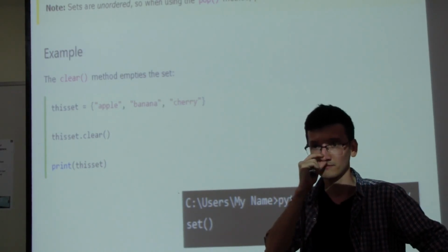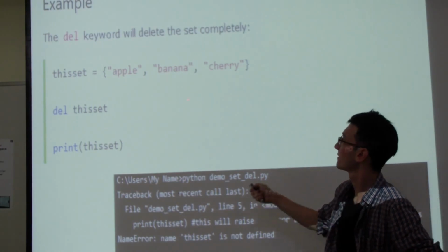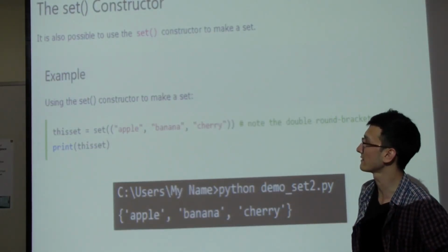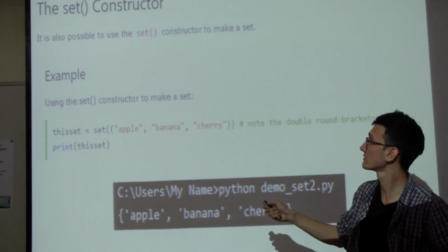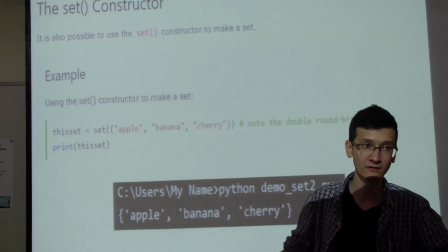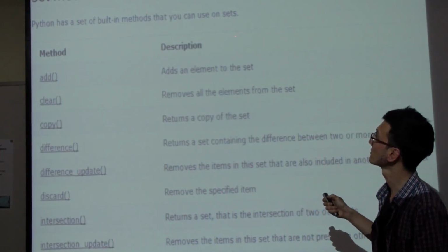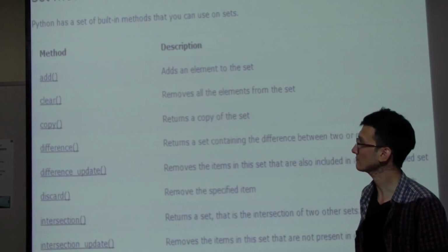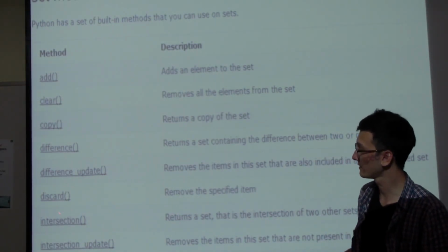The del keyword will delete the set completely. It's also possible to use the set constructor to make a set. It is the same with the tuple. We use what? The tuple constructor. Here we are using the set constructor. Methods: Python has a set of built-in methods that you can use on sets. Add, clear, copy, difference, update, discard.